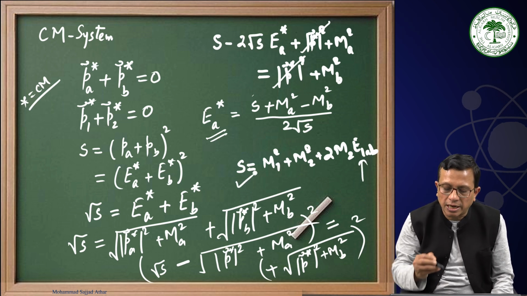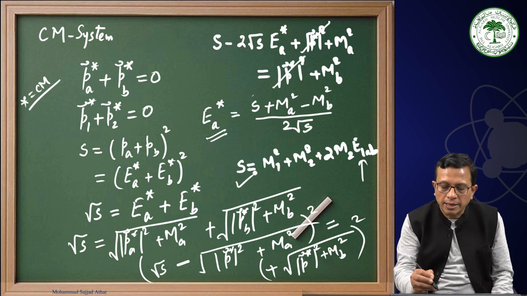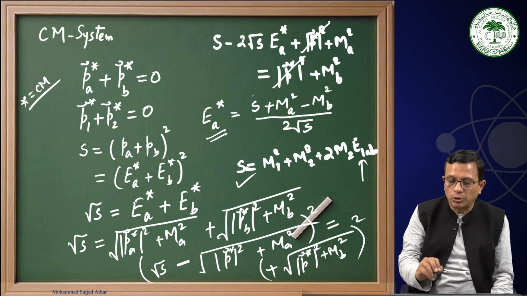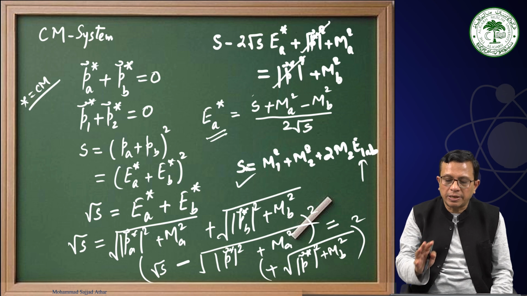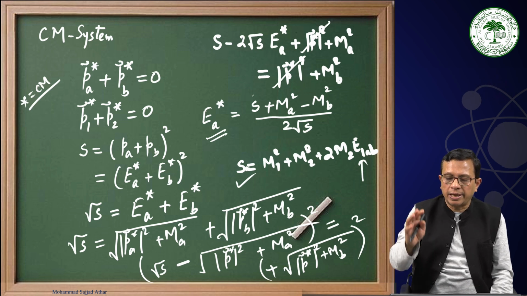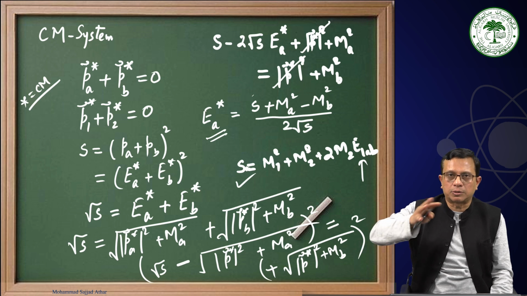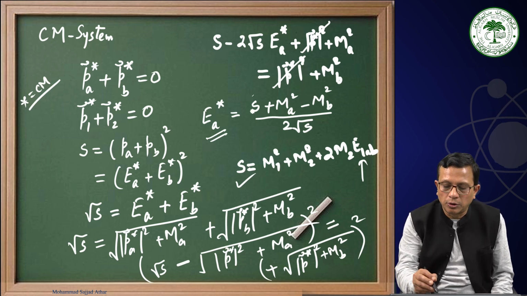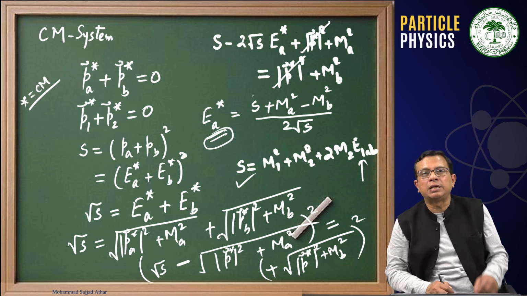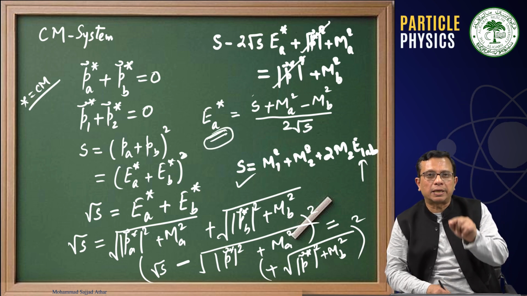I know S, and if I know S, I know square root S, and the particles which we are talking about are the same particles. If this A and B are the same as 1 and 2, then I know MA and MB, I know S and square root S. That means I know the center of mass energy of the particle A.